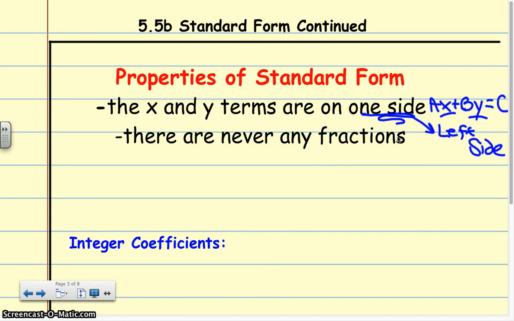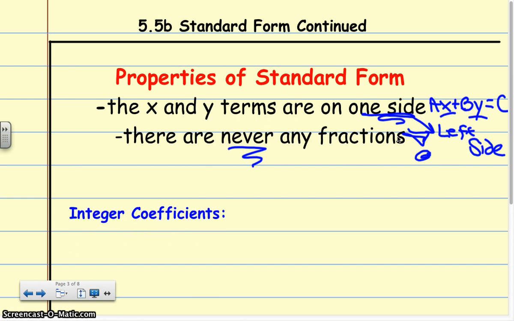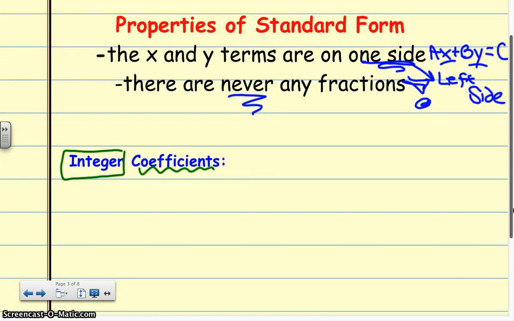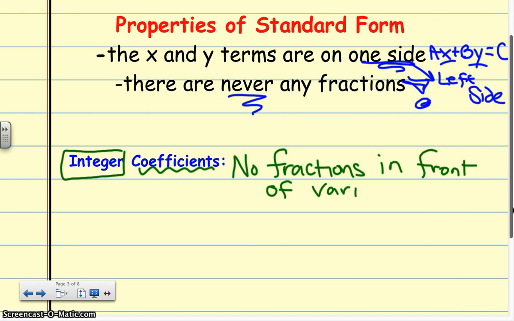And then there are also never any fractions, ever. It's not simplified if you have fractions as a coefficient in standard form. Brings us to our vocab word, integer coefficients. Coefficients just means a number in front of a variable, and integer just means a counting number and its opposite. So integer coefficient means no fractions in front of the variable. Sometimes you have to get rid of them.